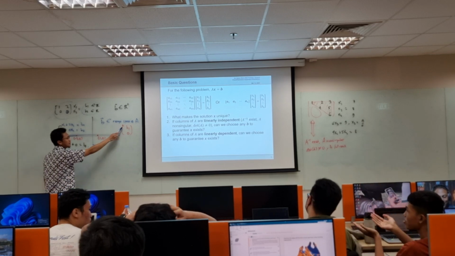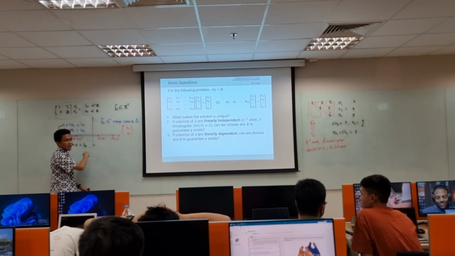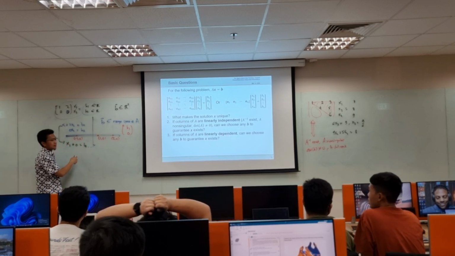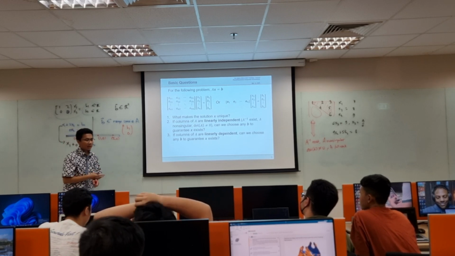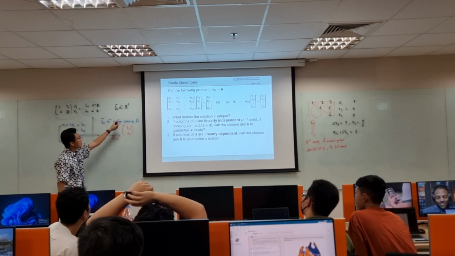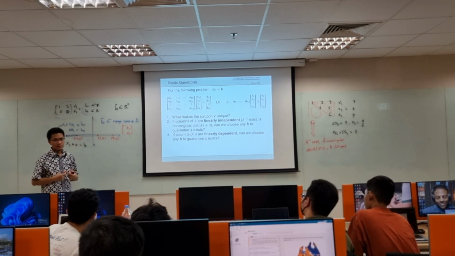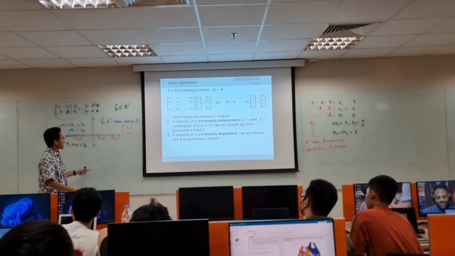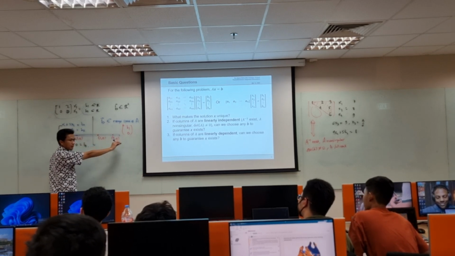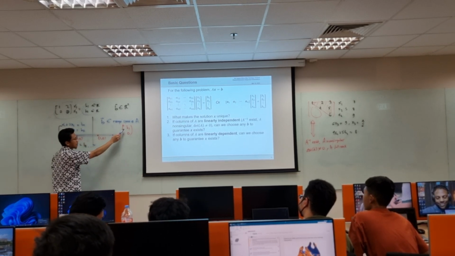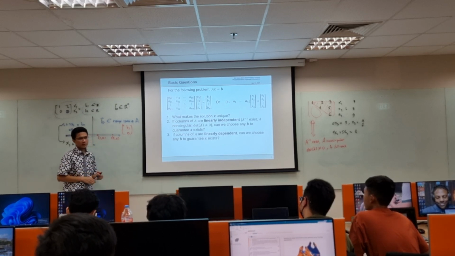So this defines a line in the xy plane. Because we are working in R2, this xy plane is our vector space. And because b can only be taken from this line, we say that b exists in the subspace of our vector space.